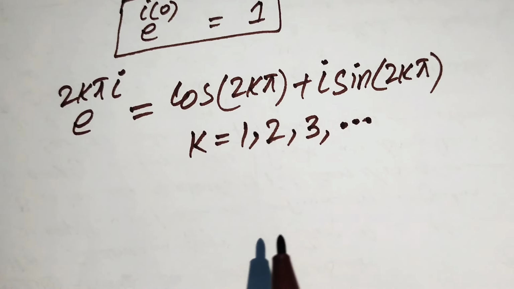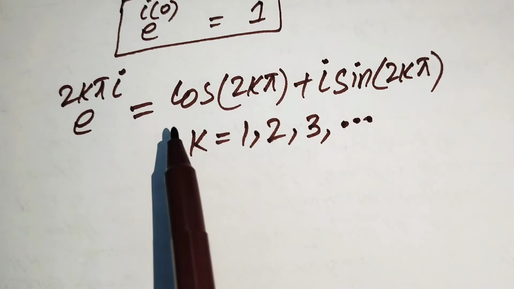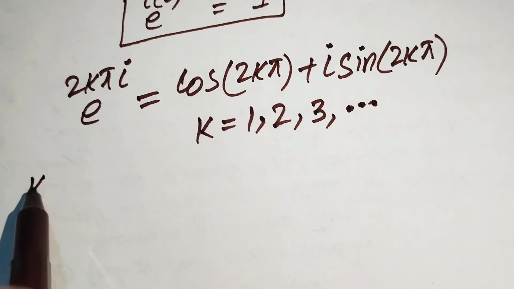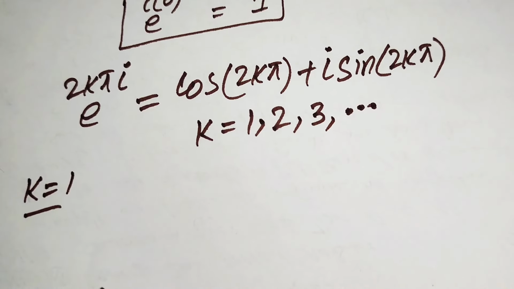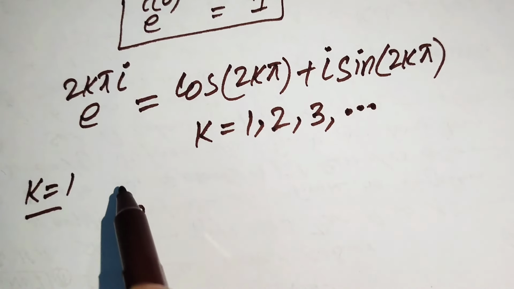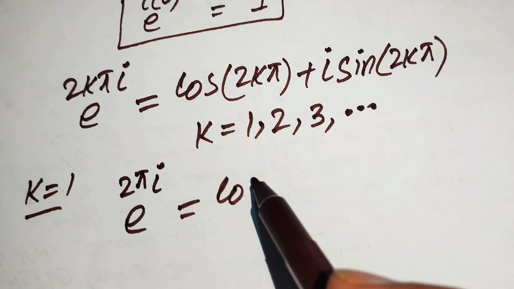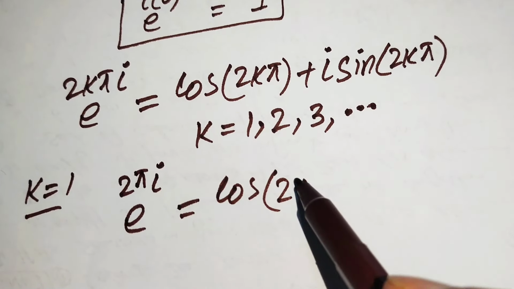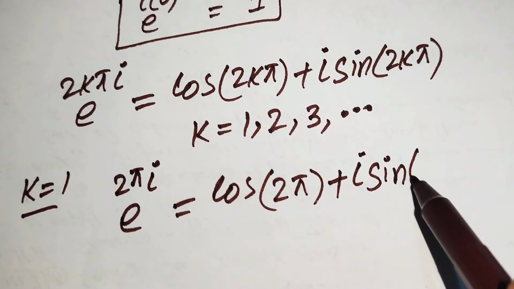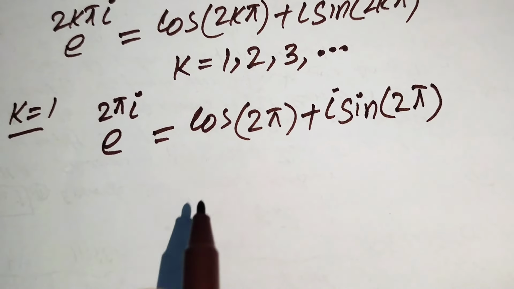Now we check the behavior of this Euler's identity for different values of k. First we put the value of k equals 1. When we take k equals 1, it will be written as e to the power of 2 pi iota equals cos of 2 pi plus iota sine of 2 pi.